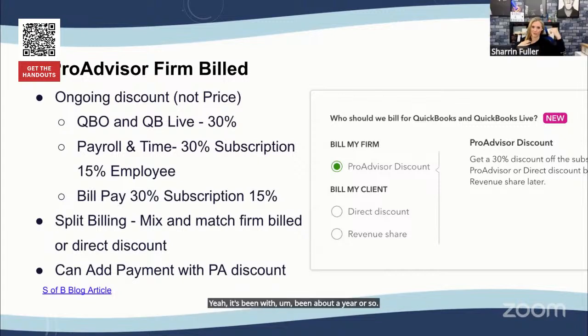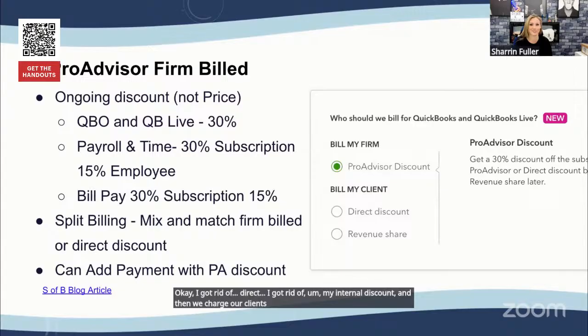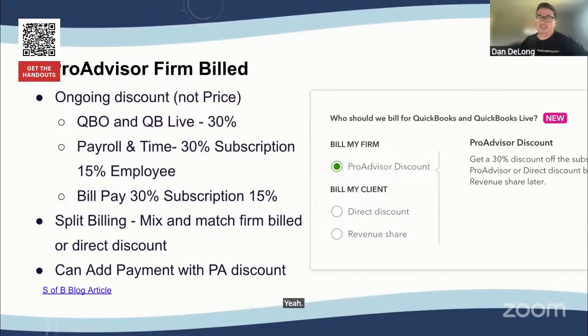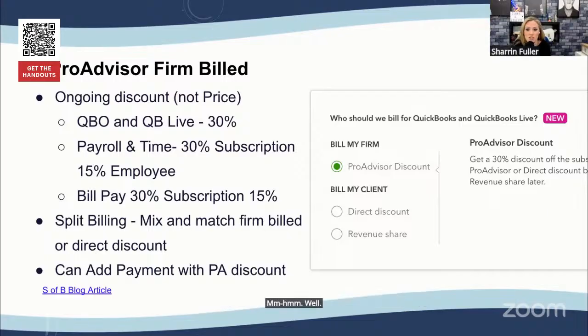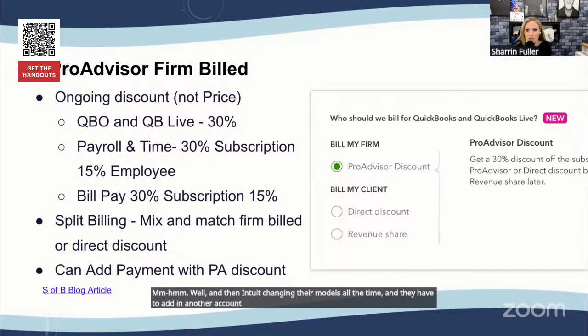I got rid of direct. I got rid of my internal discount, and then we charge our clients like a year ago because I was like, I can't. This takes too much time to reconcile. I don't know what you people keep adding in, like your bill pay. And it's a challenge too, right? If they have a high turnover in the payroll, and they add and take off employees, you get billed for that. Then Intuit is changing their models all the time, then they have to add in another accountant, and they go from Simple Start to Plus.